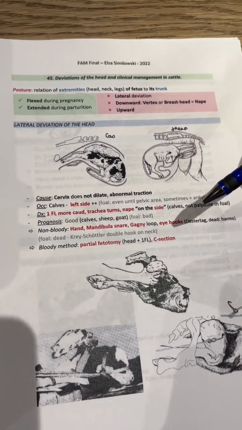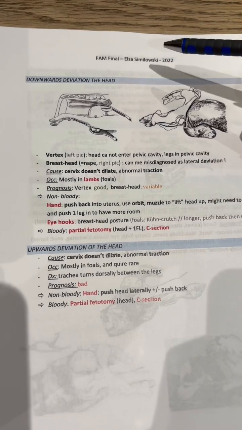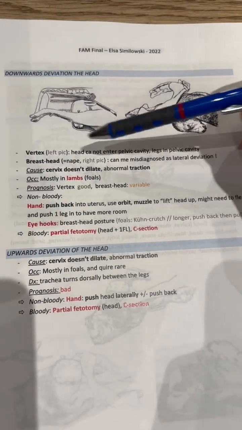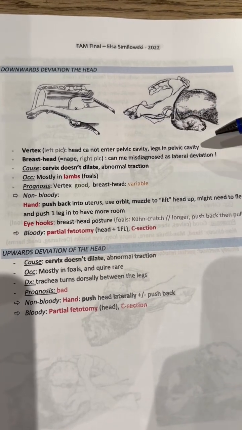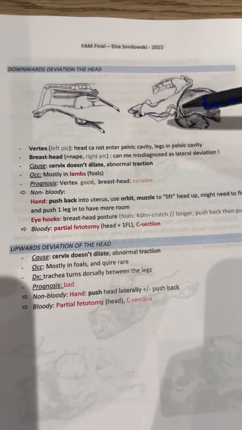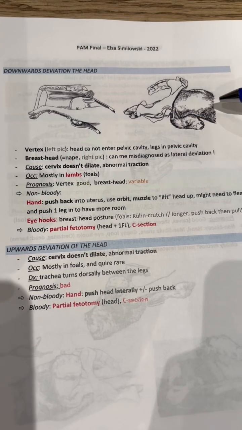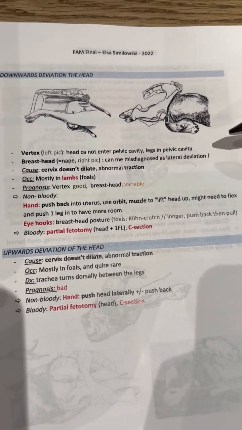For downward deviation of the head, vertex, which is seen on the left, is when the head cannot enter the pelvic cavity, but the legs are already in the pelvic cavity. Or breast head, which is seen here, when the head is literally touching the breast. It can be misdiagnosed as a lateral deviation.